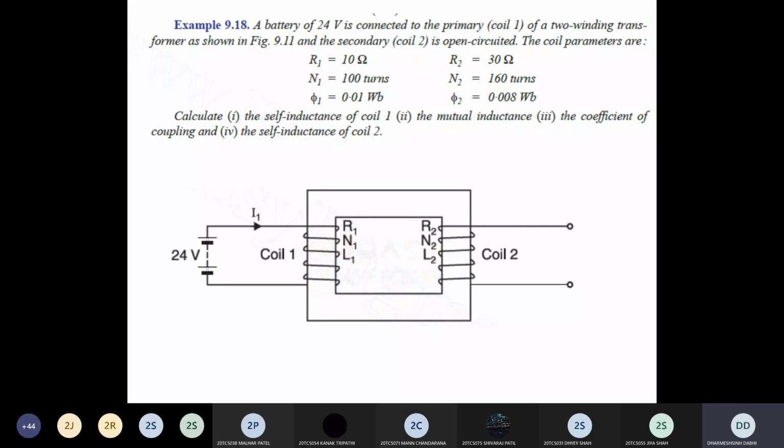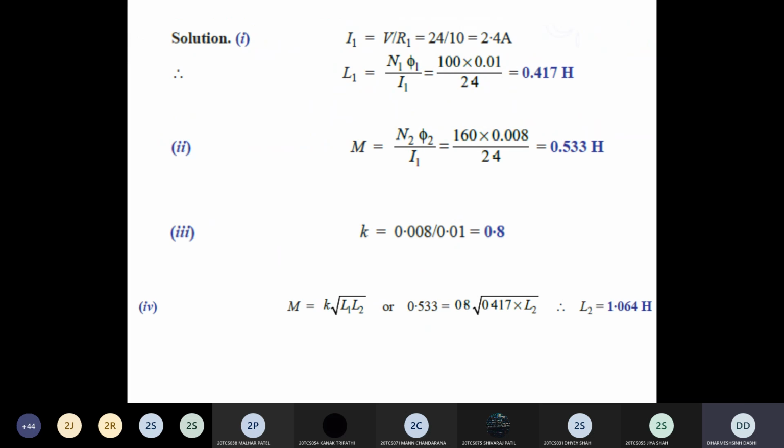Is there any doubt now? No, sir. Okay. So this is the first way to calculate the coefficient of coupling. Another way, you can apply this equation: M is equal to K square root of L1 and L2. But you can apply this equation only if you know the values of M, L1 and L2. Here in this example we know only M and L1. L2 is the unknown quantity before calculating this K.